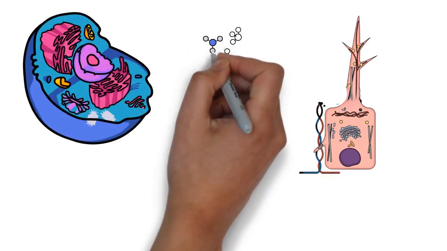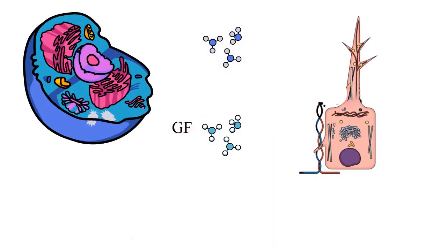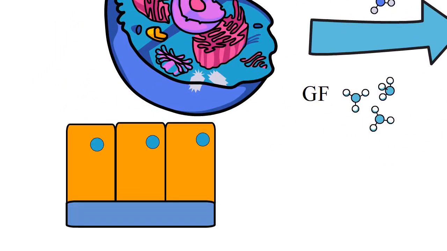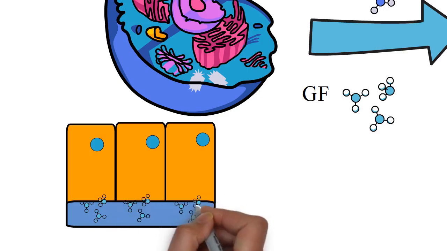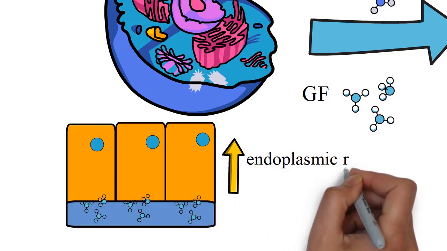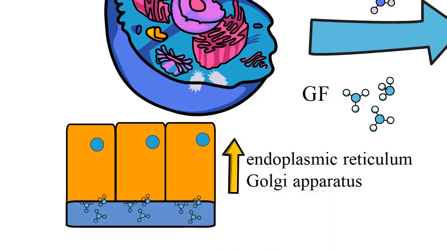Now, formation of odontoblasts. Ameloblasts secrete some signaling molecules and growth factors, which are responsible for the differentiation of cells of the dental papilla into odontoblasts, which are large columnar cells arranged in a well-defined layer, sending their odontoblastic process through dentin. It is rich in endoplasmic reticulum and Golgi apparatus.